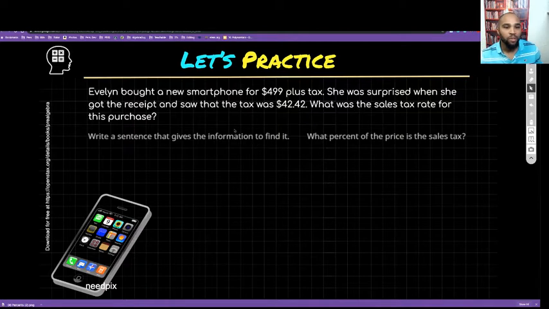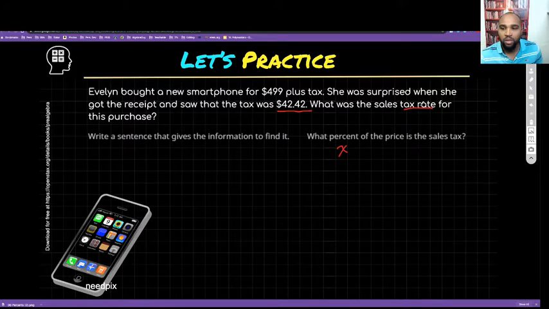All right, next problem. Evelyn bought a new smartphone for $499 plus tax. She was surprised when she got the receipt and saw that the tax was $42.42. What was the sales tax rate for this purchase? So what's the question we're trying to answer? Let's think about this and realize that they're asking us what percent of the price is sales tax. So what percent, we don't know that part.